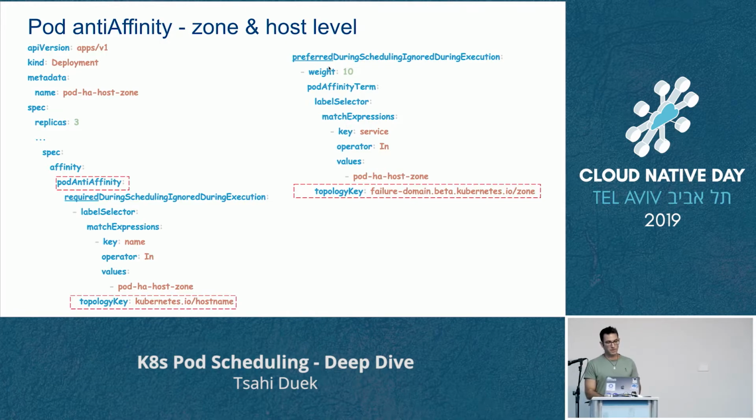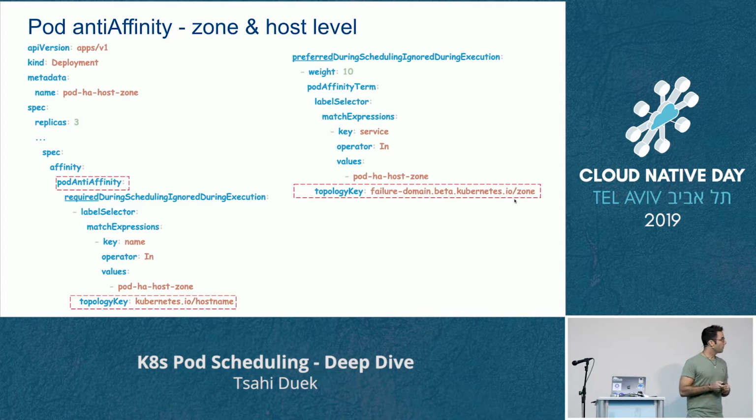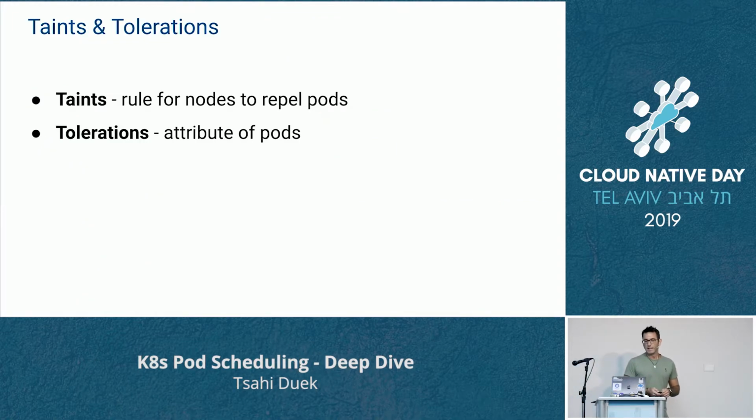And the reason for that, and I encourage you to read about it, is that the Kubernetes documentation has a lot of details on why using required with zone can have a deadlock effect on all the clusters. So this is something for you to take home.